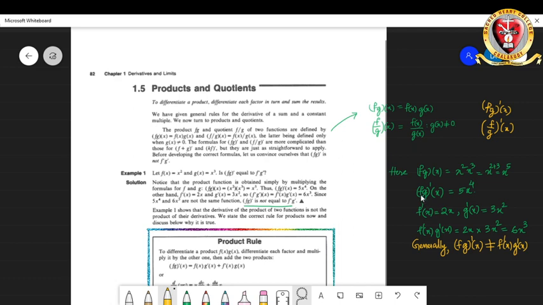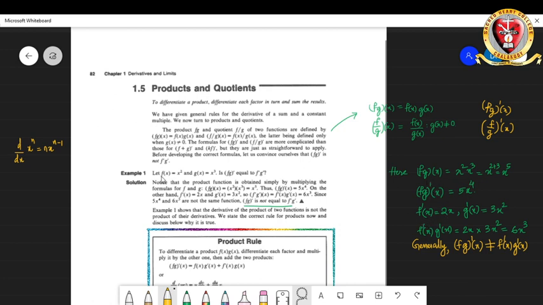Now consider fg dash of x. That means the derivative of fg of x. We know that fg of x is equal to x raised to 5. So we know the rule that d by dx of x raised to n is equal to n x raised to n minus 1. So with that you get fg the whole dash of x is equal to 5x raised to 4.